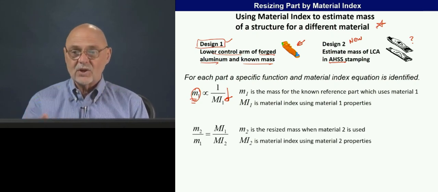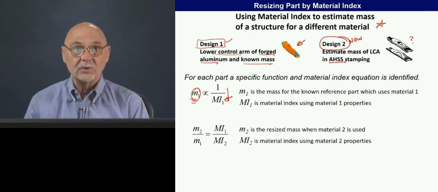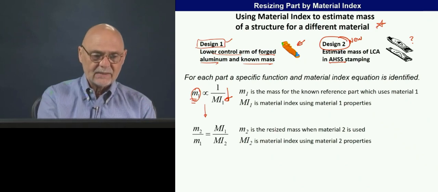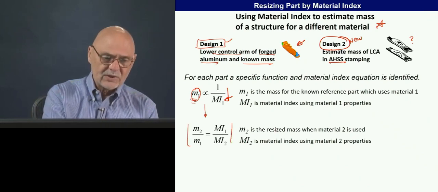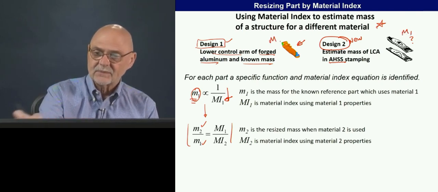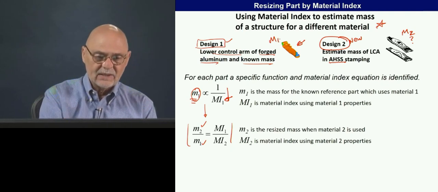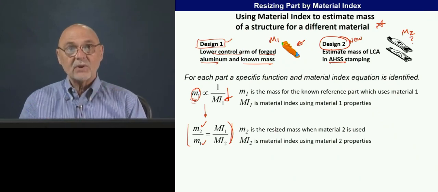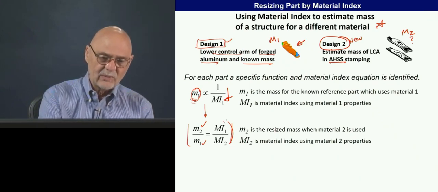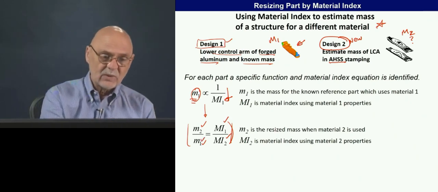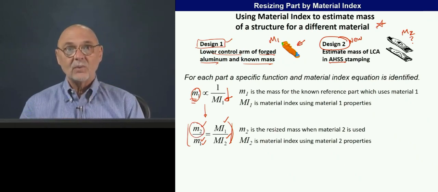What we want to know is the mass of design number 2 based on design number 1. So we can take this equation, and when we flesh it out, the ratio of the mass of design 2 to design 1 is inversely related to their material indices. If we know the material properties for each of these, and we know the mass of the reference design, we can come up with a pretty darn good estimate for what this design will be in a different material.